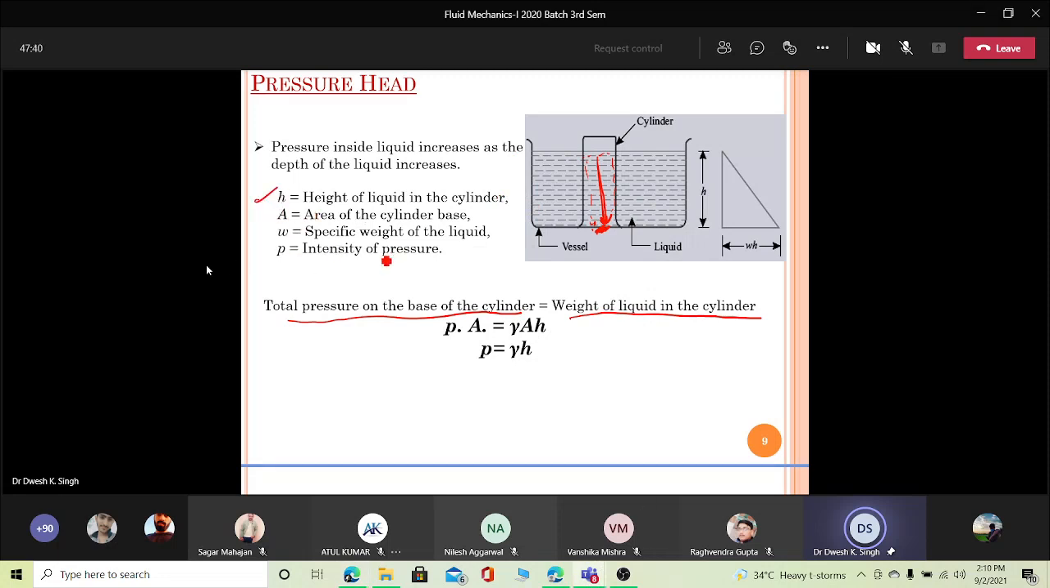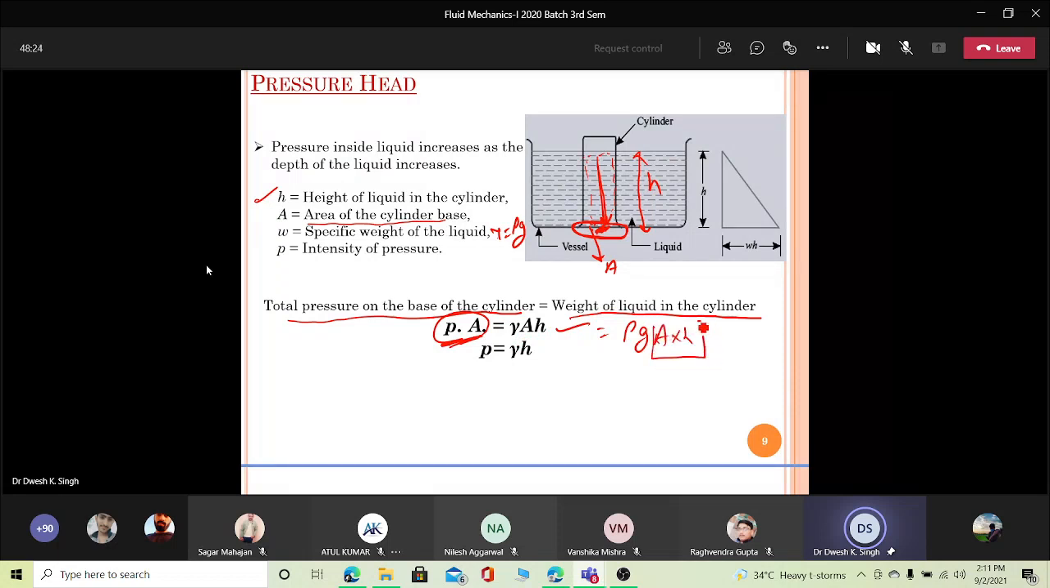Here h is the height of the liquid in the cylinder, A is the area of the base of the cylinder, gamma is the specific weight of the liquid, which is equal to rho g, and P is the intensity of pressure. If it is pressure, we have to multiply it by the area to get the force acting at the base. This pressure force will be balanced by the weight. So expand this: P times A equals rho g A h.